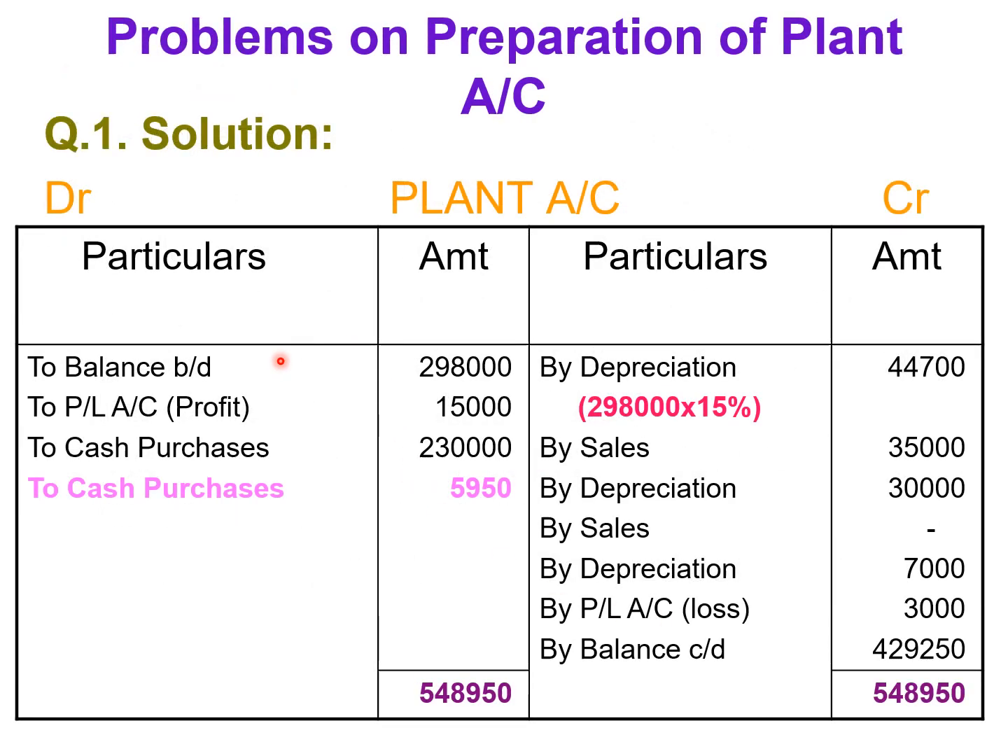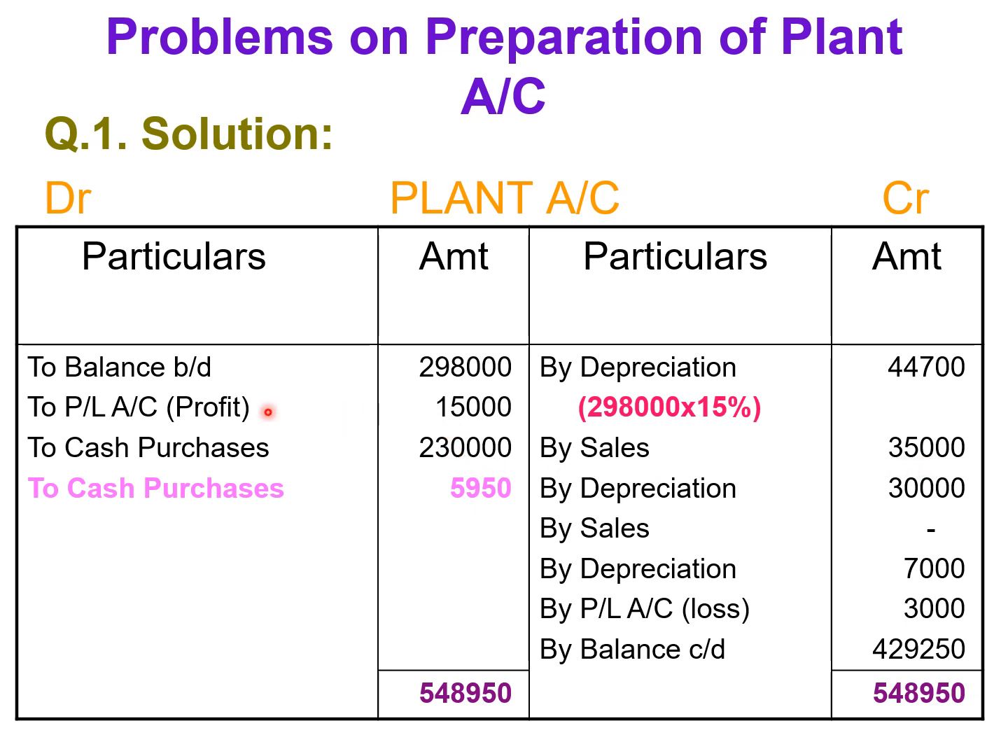So students, this is the plant account. To balance brought down 2,98,000, it's called opening plant. By depreciation 15%. Depreciation 15% is calculated on opening value 2,98,000 into 15%. You get 44,700. Next, in point number 4, we have sale of plant. As I told you, 3 items. Depreciation 30,000, sale 35,000, and profit comes to 15,000.